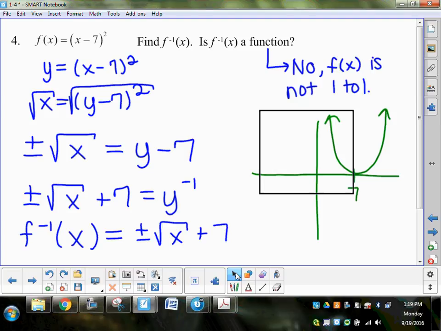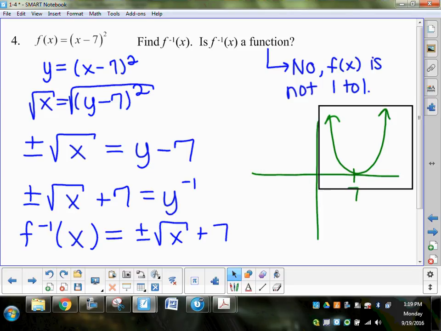What about, well, there's another window that I could look at too that would make this 1 to 1. Can anybody tell me what the other window would be? How else could I view this such that it would be 1 to 1? So x has to be what? If I can restrict my domain. Greater than what? Greater than 7. Sometimes you need to restrict out your window. That way I can get an inverse here that will be a function.